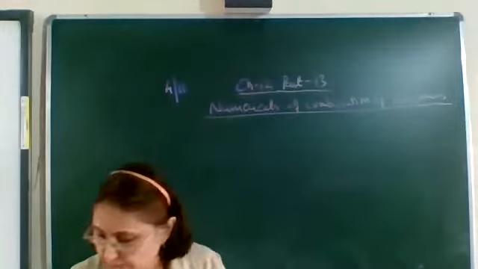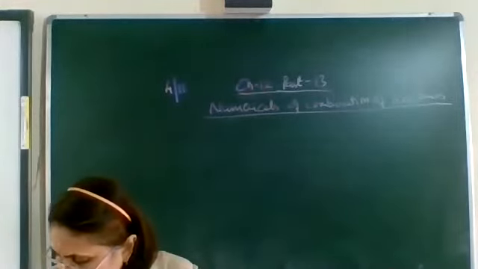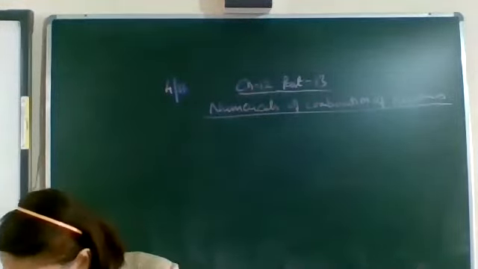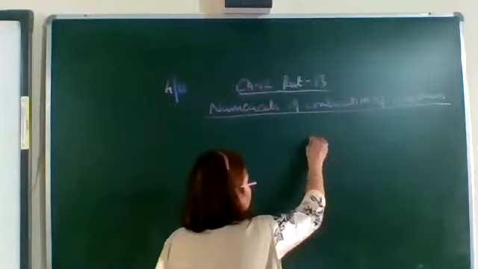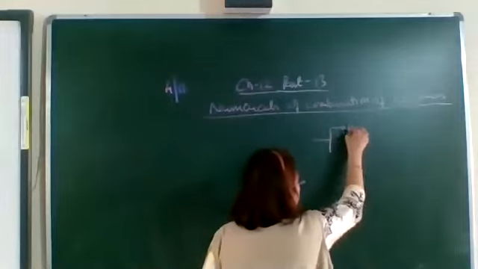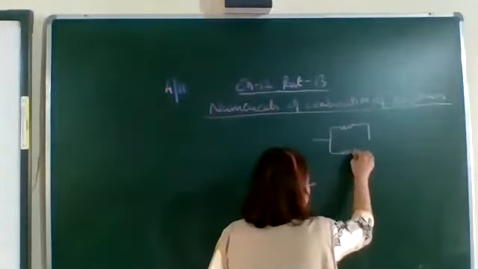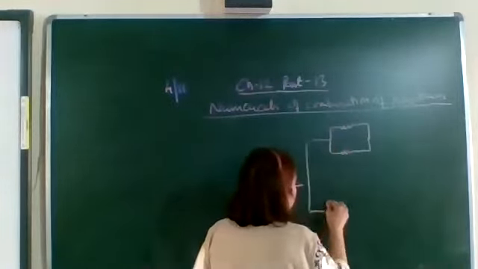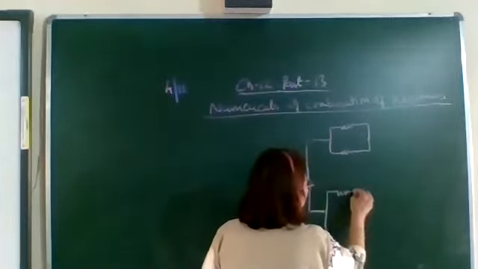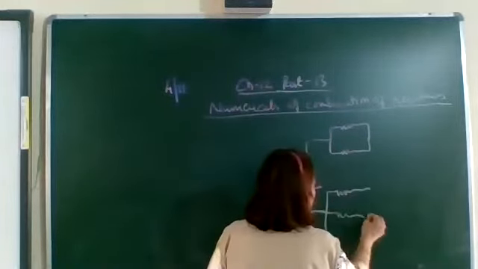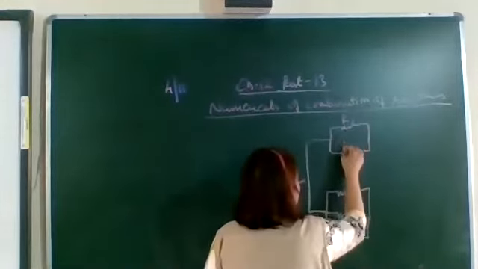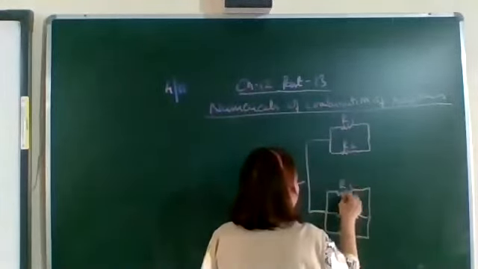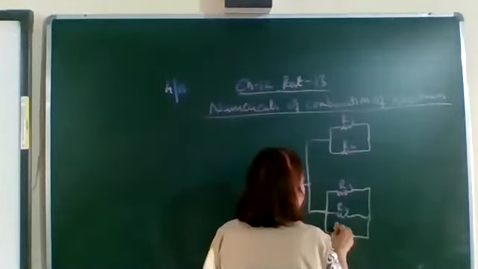In example 12.9, how many resistors? There are 5 resistors connected in this manner. Let's draw the circuit diagram. This is R1, R2, which is connected to R3, R4 and R5 in this manner. R1, R2, R3, R4 and R5.